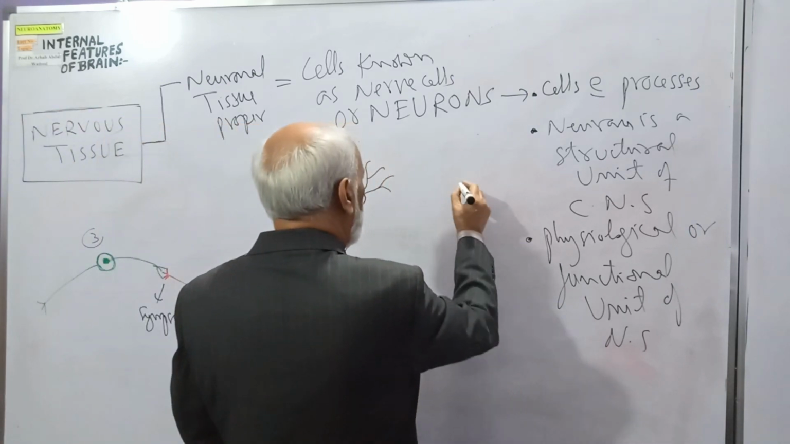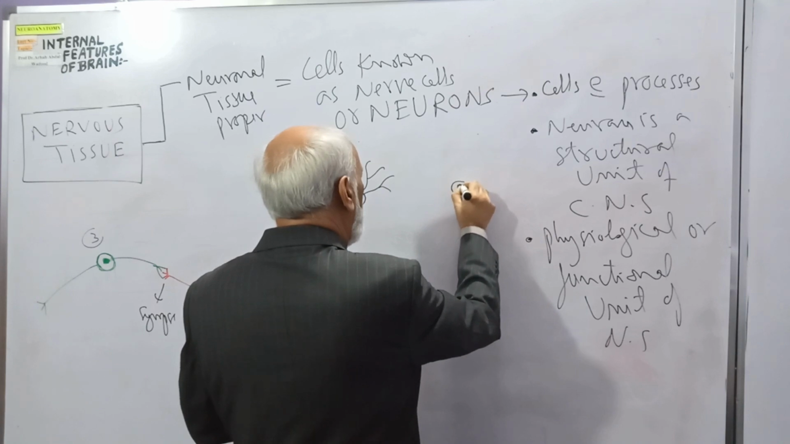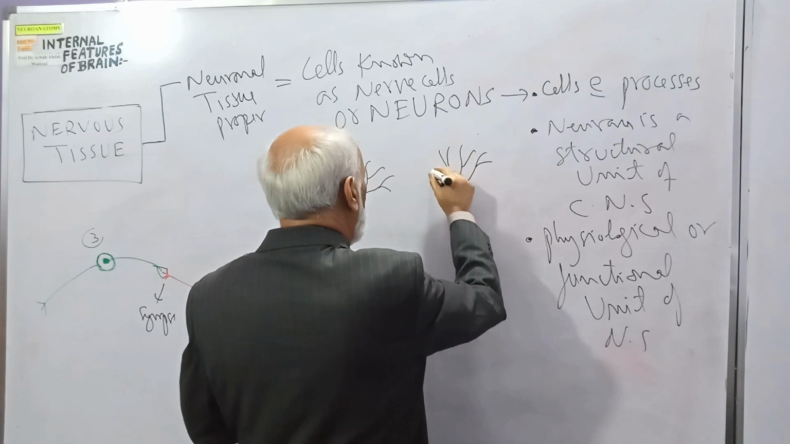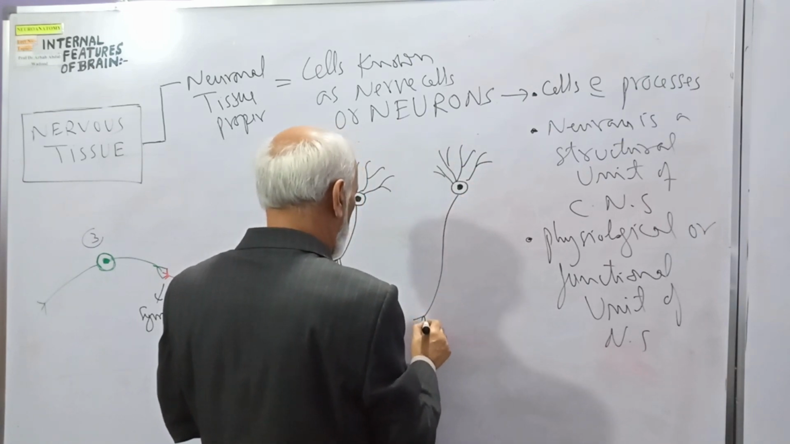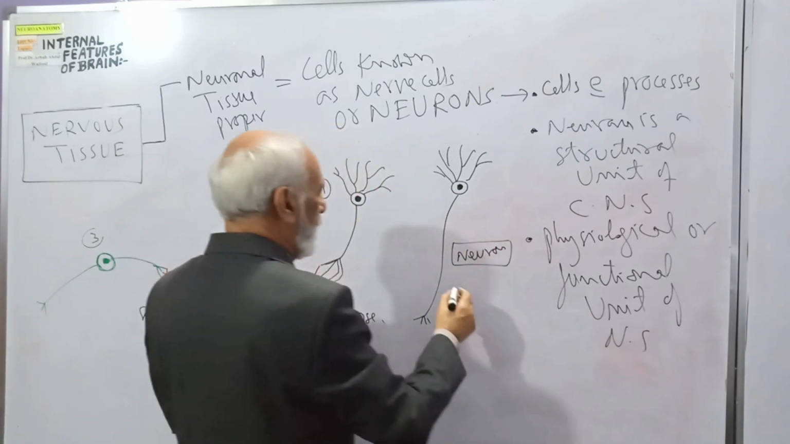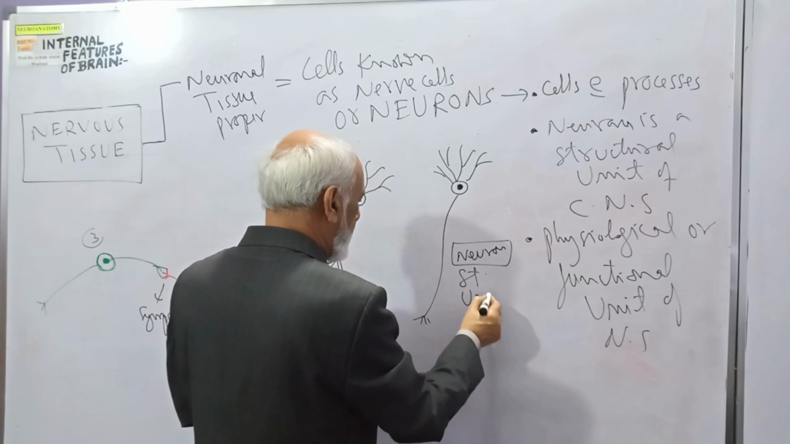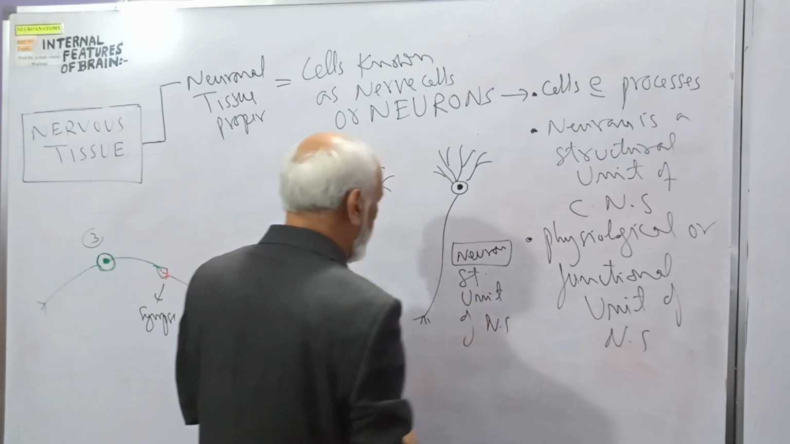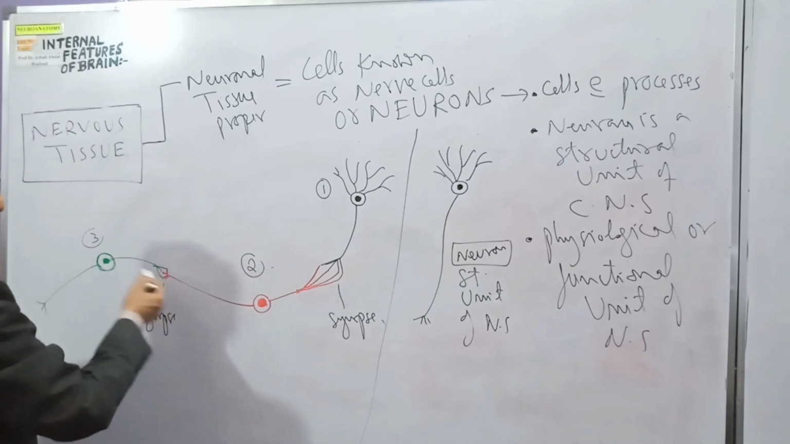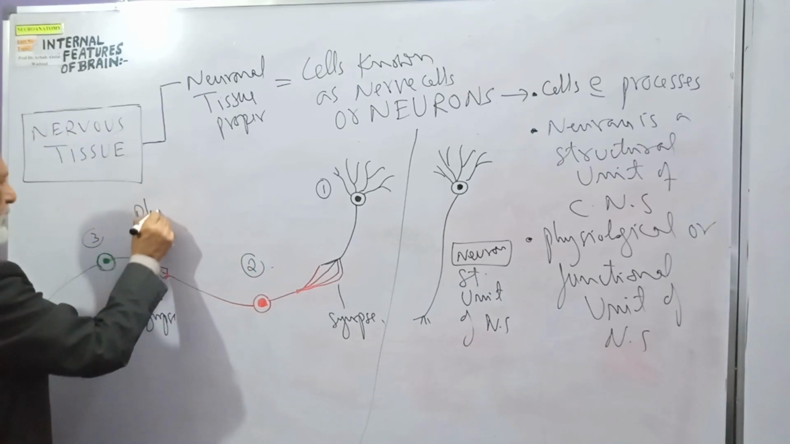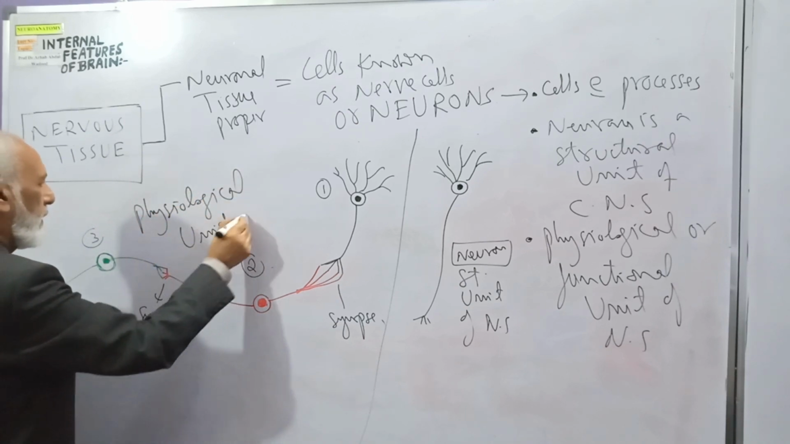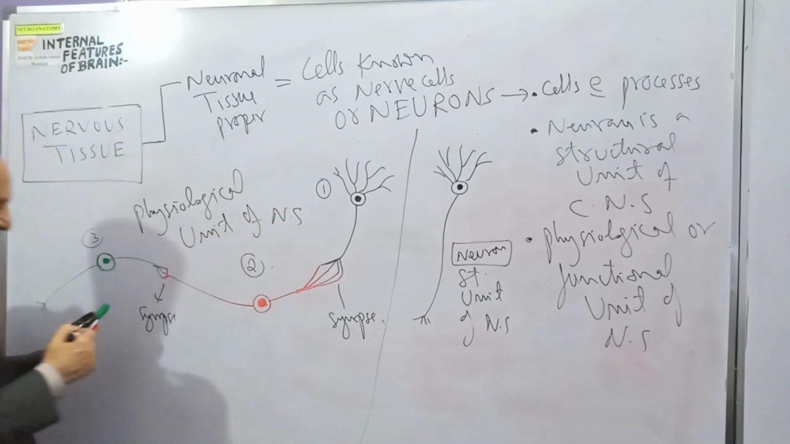So what is neuron? These are nerve cells having cell body with processes. This is a neuron, which is structural unit of nervous system, and chain of neurons which make synapses with one another is the physiological or functional unit of nervous system.